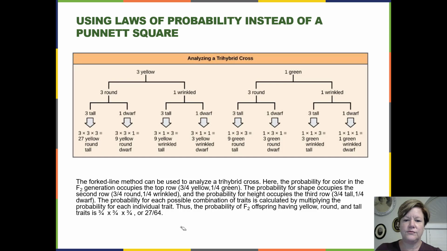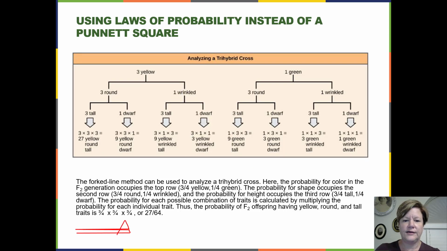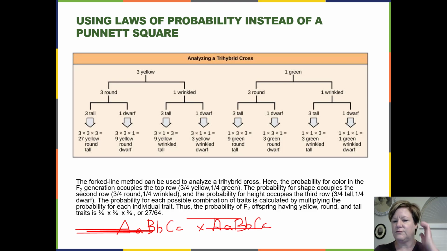And then a trihybrid would follow the pattern big A little a, big B little b, big C little c, and then cross big A little a, big B little b, big C little c. So this is the only pattern that is a trihybrid cross. If you have a different pattern, it doesn't have a name. Not every cross has a name. But Mendel's crosses, he did in a certain way, they have names.